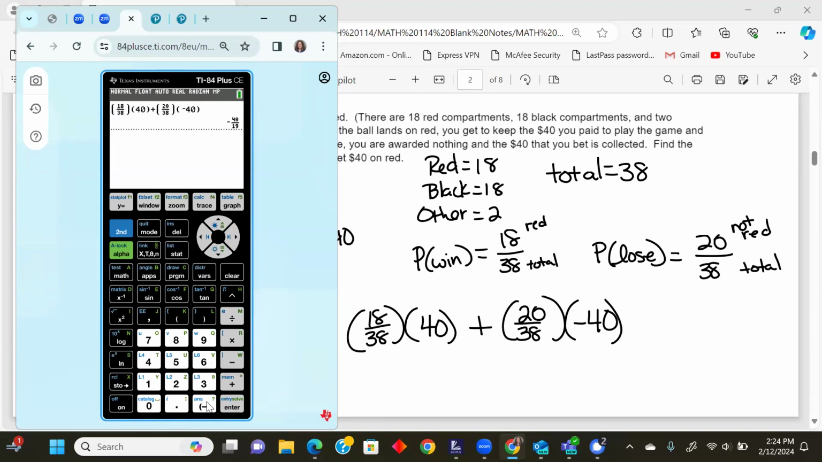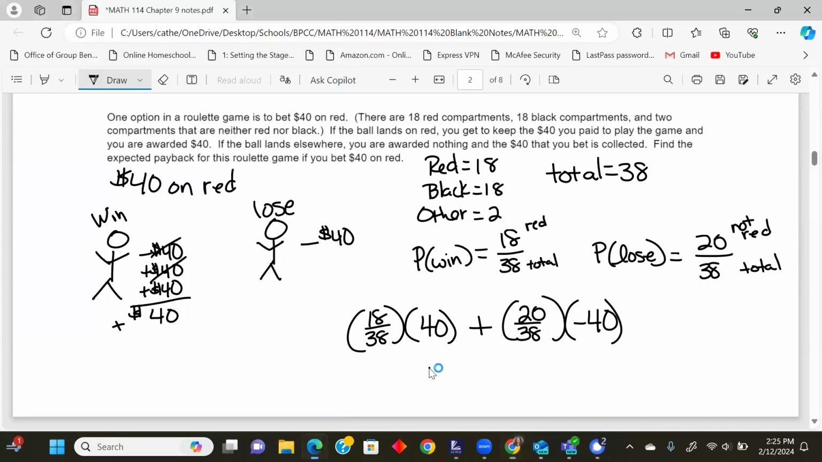All right, so we need this in terms of money. So if you hit the math button again, you see it says fraction and you go down, that's decimal. Number 1 converts a number to a fraction. Number 2 converts it to a decimal. So hit enter again. So you expect to lose $2.11. So expected value is negative $2.11. We don't need the dollar sign. We're dealing with money, so we're going to round to 2 decimal places.